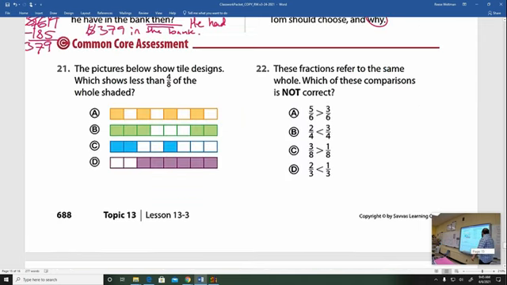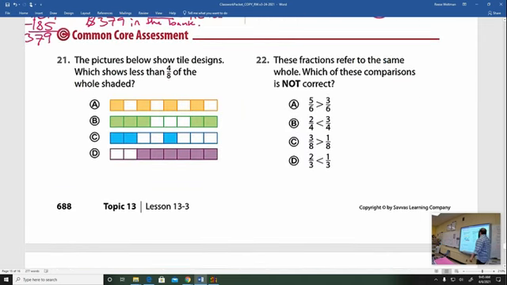Okay, guys. Let's look at these last couple ones here. The picture below, and again, I know some of this didn't show up in your packet, so you can either see it here or in your workbook. The pictures below show tile designs. Which shows 4/8, which shows less than 4/8 of the whole shape? Which one of these shows less than 4/8? That's right. C.